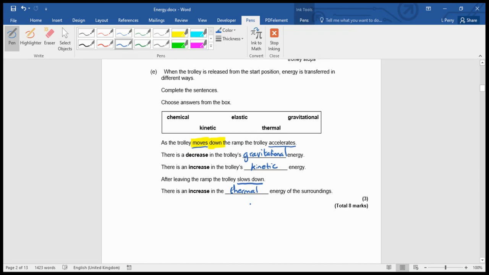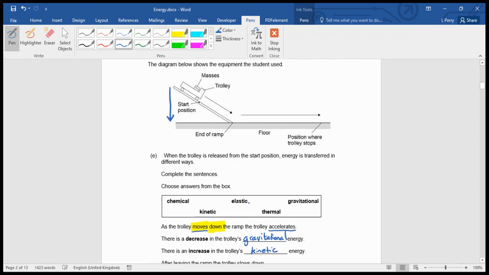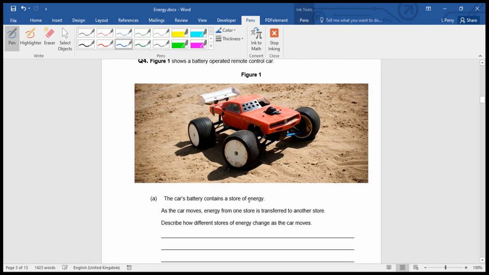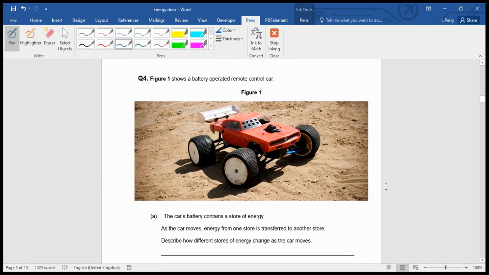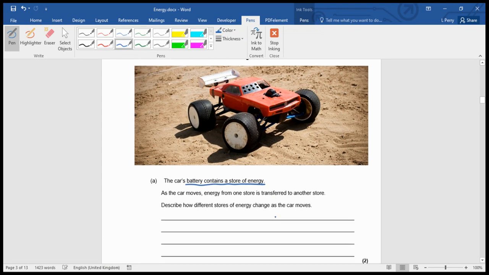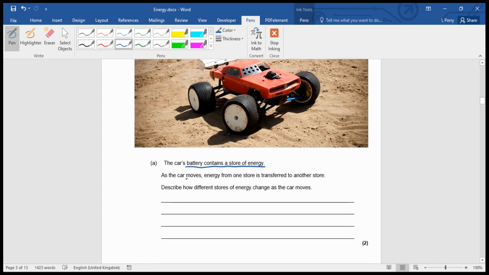Now, those are two questions where we got given options and had to fill in the sentences. Let's look at one where we have to do it all ourselves. So, figure 1 shows a battery-operated remote control car. The car's battery contains a store of energy. As the car moves, energy from one store is transferred to another store. Describe how different stores of energy change as the car moves. So they're giving us loads of clues in the question.